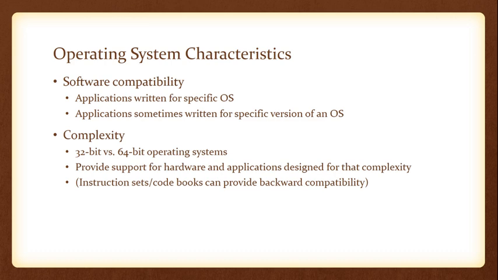Complexity: as we mentioned before in a previous video, you can have a 32-bit operating system or a 64-bit operating system. Both of them provide support for hardware and applications designed for that complexity. The 64-bit does have backward compatibility, which means that a 64-bit CPU can run a 32-bit operating system, but a 32-bit CPU cannot handle a 64-bit operating system. So it's important to make sure that the 64 can handle the one before that, 32, but 32 cannot handle the one in front of it, 64.